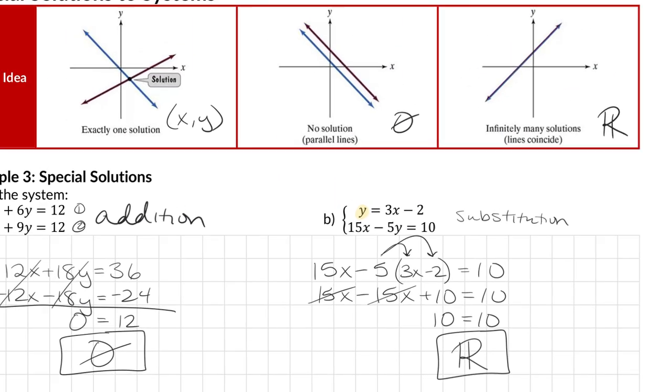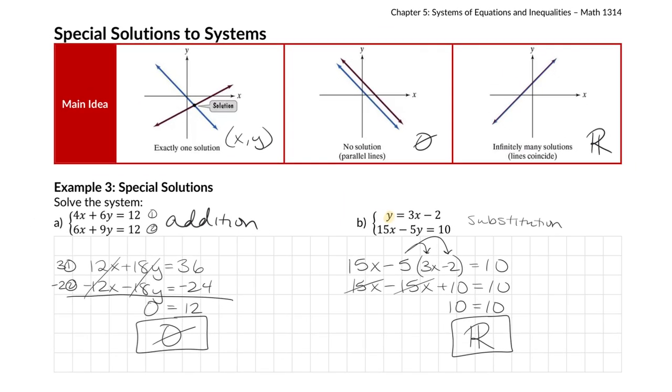The moral of the story is, if your variables cancel out, first of all, pause for a second, make sure we didn't make some sort of arithmetic error, but then conclude that we have one of our two special systems, that the graph either has no solution, no point where they intersect, or infinitely many solutions, meaning they intersect literally everywhere.